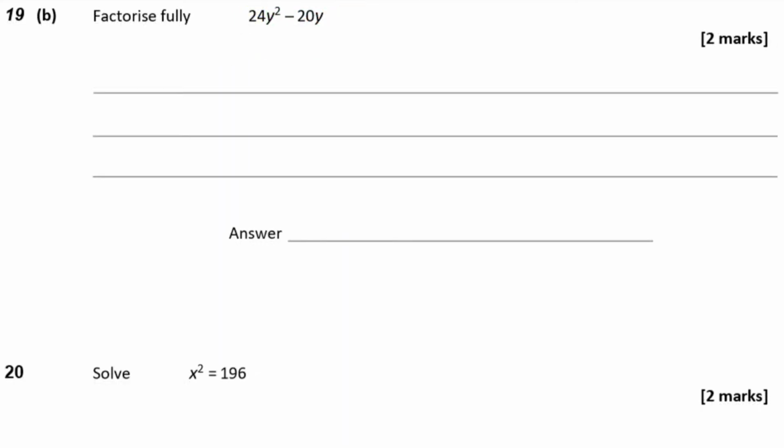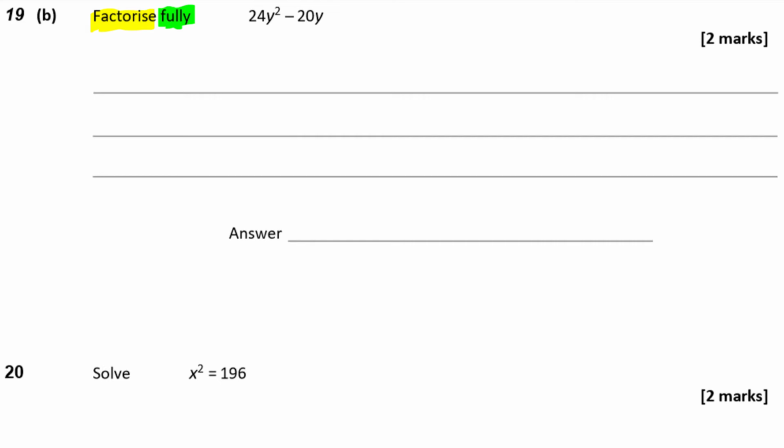19b says factorize fully 24y squared minus 20y. Now, when you're factorizing, you're looking for numbers that go into all the terms. But remember, this one doesn't just say factorize, it says factorize fully. So if you've got the word fully on the end, that's kind of screaming out to you that there's actually more than one factor that you need to find here.